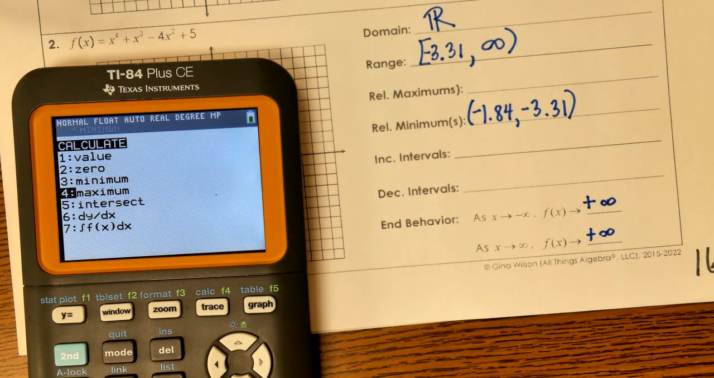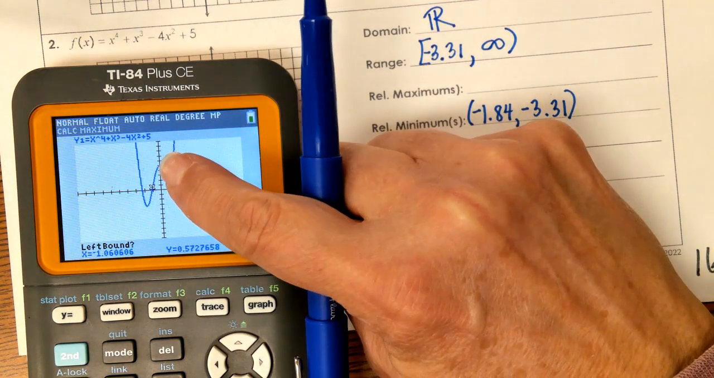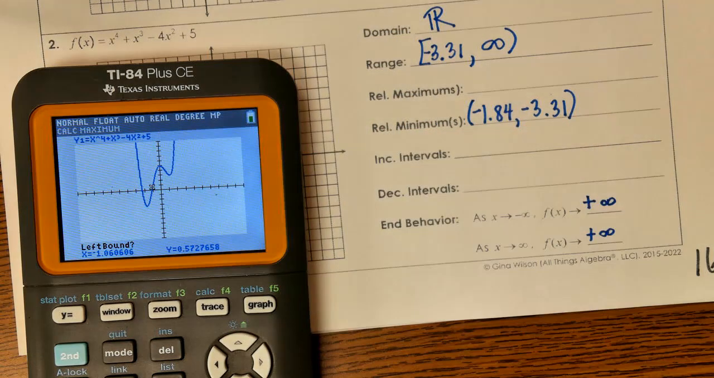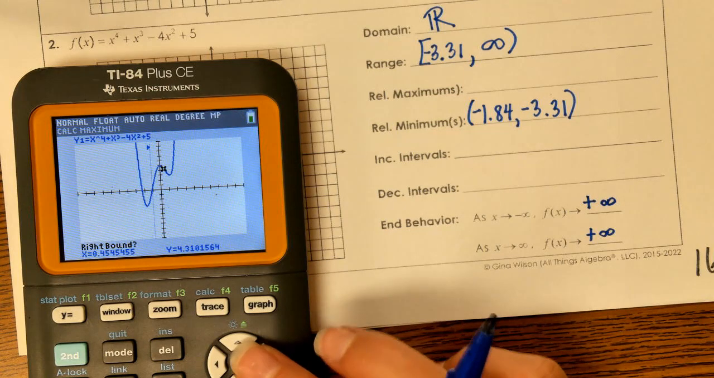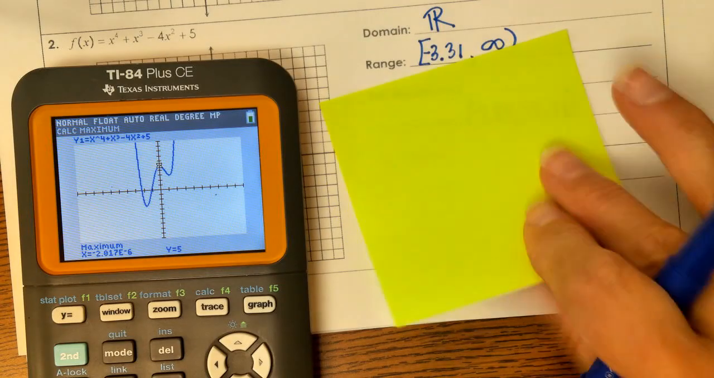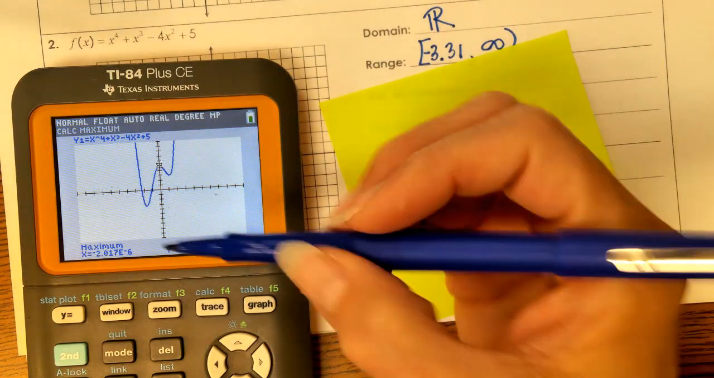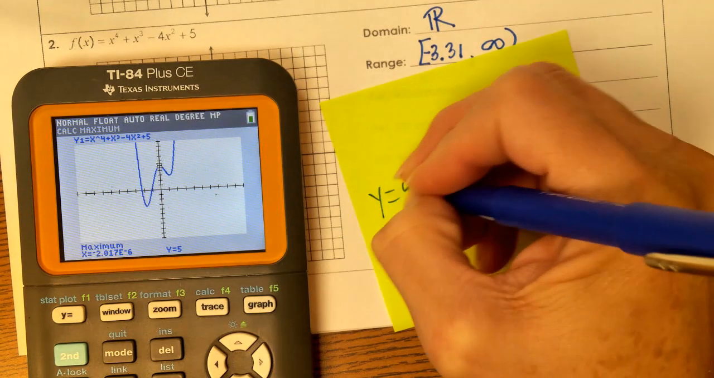max. Now, when I choose maximum, remember my max is up here on our graph, and I'm to the left of it, hit enter. Move your little blinky man to the right of it, hit enter, and press enter to get your solution. Now I want you guys to see something on this problem, and I'm going to write it on this little sticky note. I see the y of 5. That is clear to me.